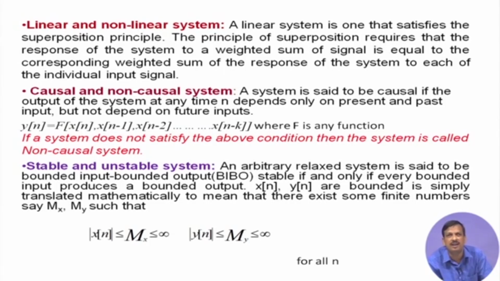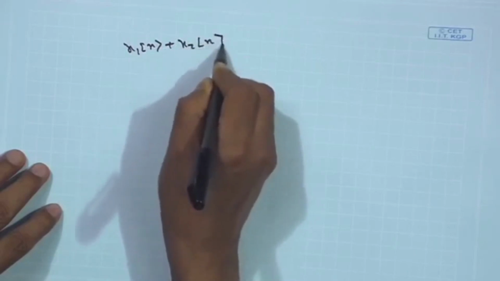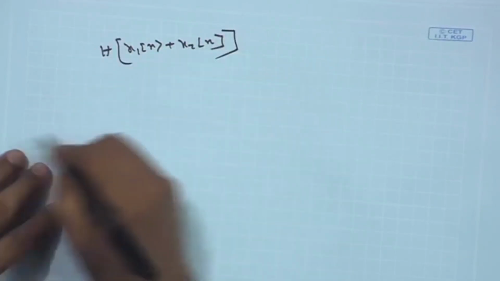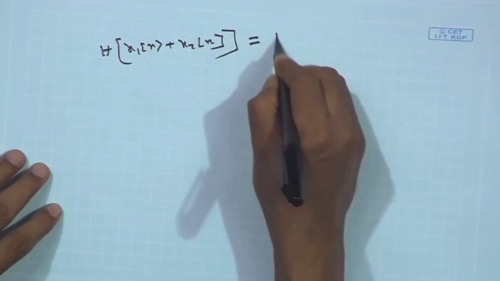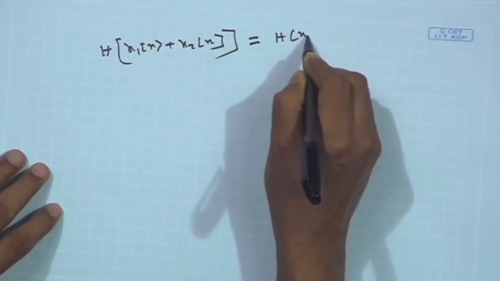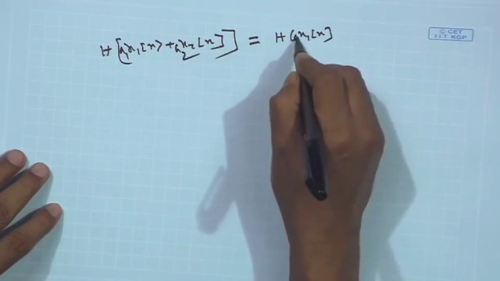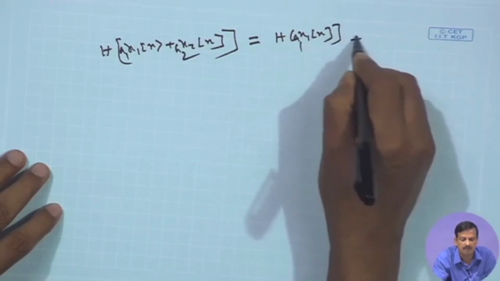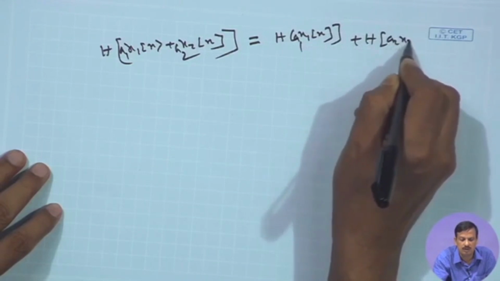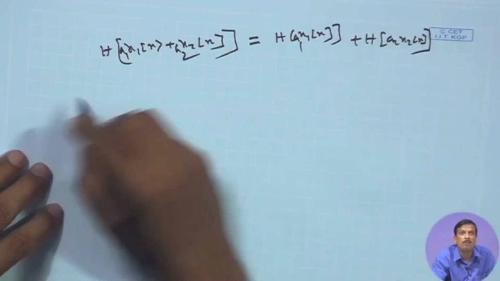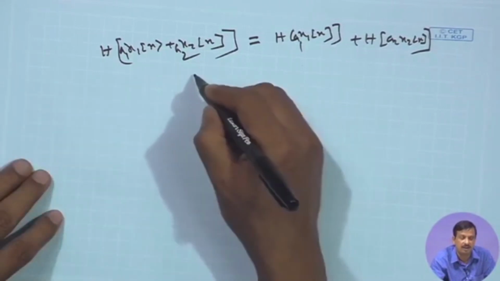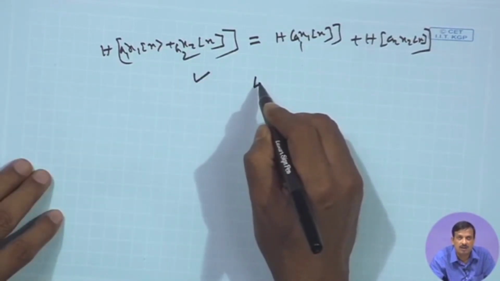The system is linear if it supports the superposition principle. So, what is the superposition principle? If I apply two inputs x1[n] plus x2[n] to a system H, whatever output I get will be the same as if I apply the two inputs individually, with factors a1 and a2: a1 x1[n] plus a2 x2[n]. So, if it supports the superposition principle, then I say the system is a linear system.